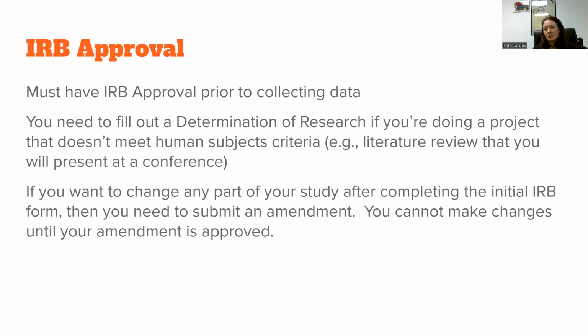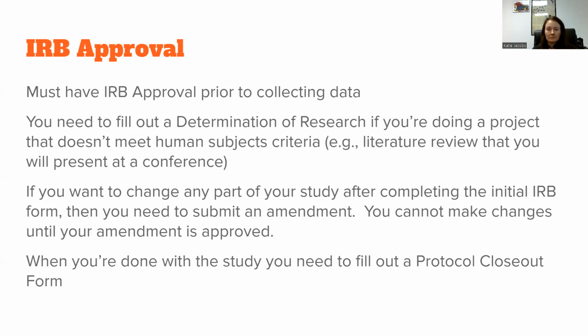If you want to change any part of your study after completing the initial IRB form and getting approval, then you'll have to submit something called an amendment. You cannot make any changes to your study until that amendment is approved. And then when you're done with your study, you're going to have to fill out something called a protocol closeout form. And that just tells them that you're done collecting data. If you have not completed data collection within a certain period of time, the IRB will send you a notice seeing if you want to extend your study as well.